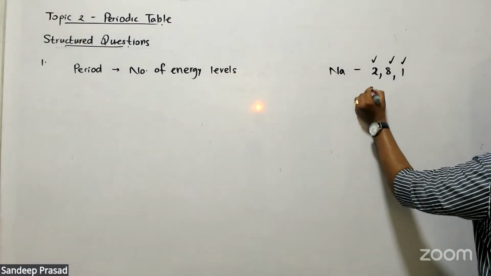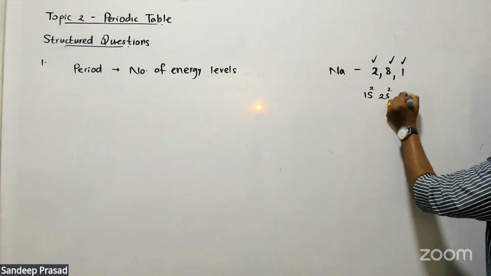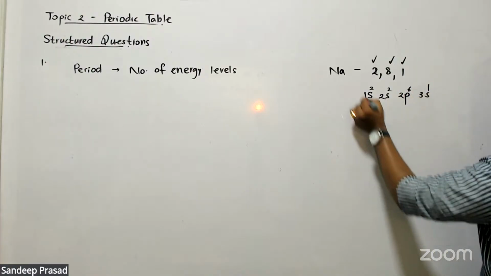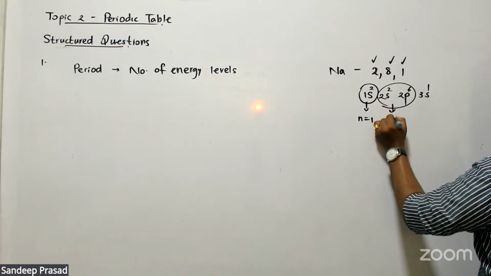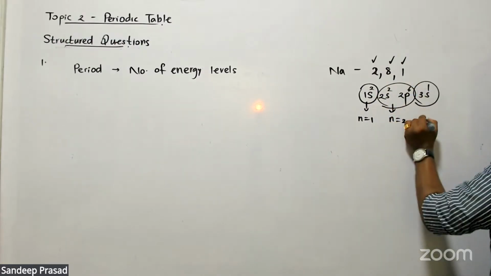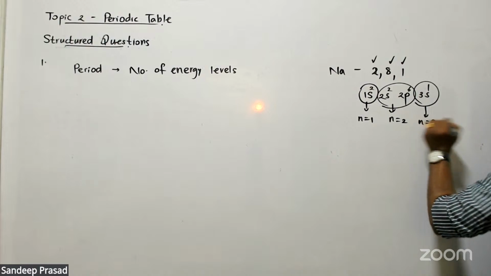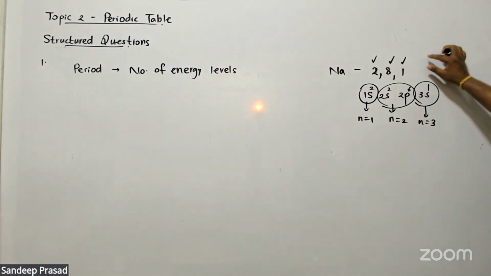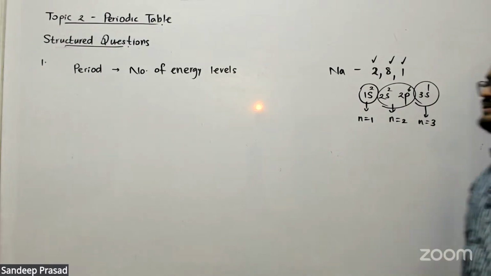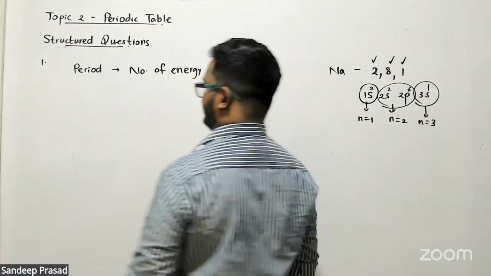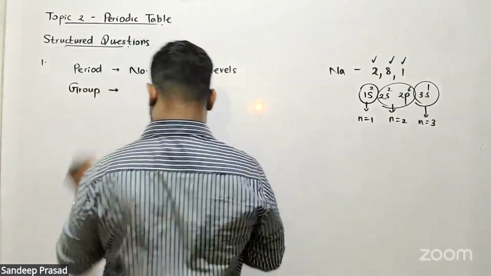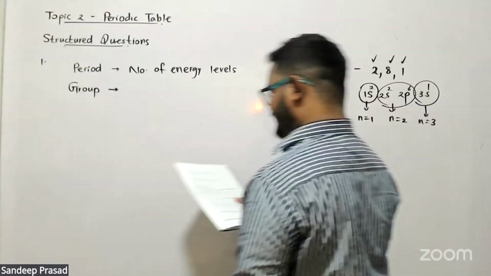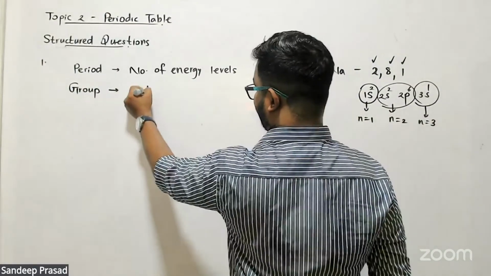In A levels, we write the configuration 1s2, 2s2, 2p6, 3s1. These are the two electrons in the first principal energy level. These are the 8 electrons in the second principal energy level. So these are the electrons in the third principal energy level. So therefore, sodium belongs to the third period of the periodic table. So therefore, the period number is giving the number of energy levels. Then group, they're asking about group number and period number. Remember, group is representing the valence electrons.